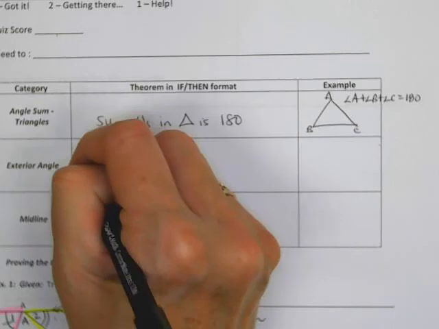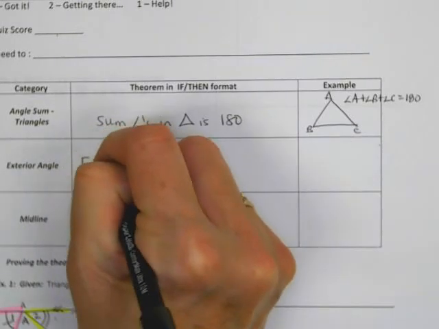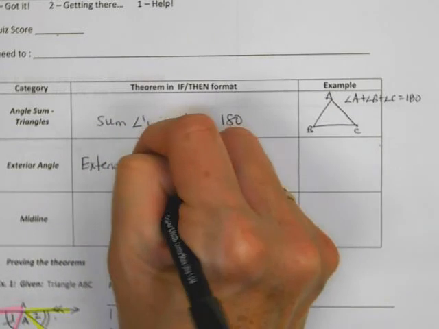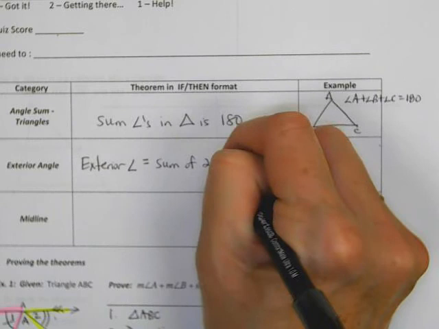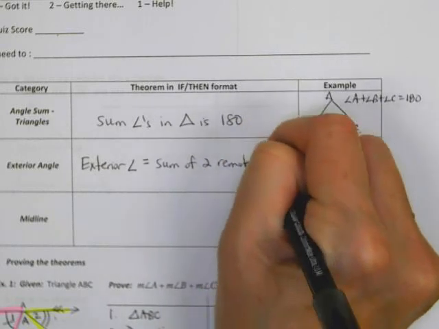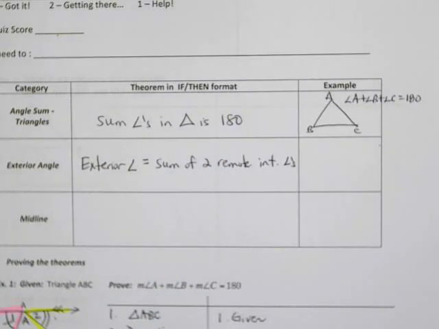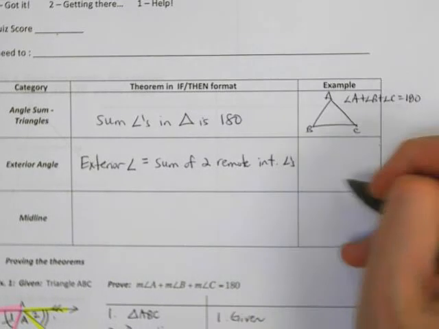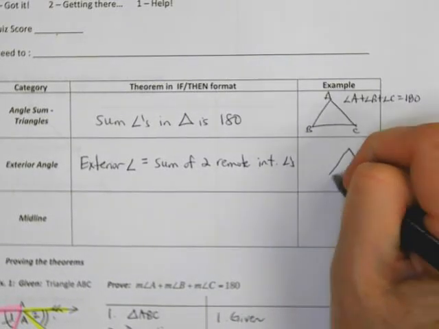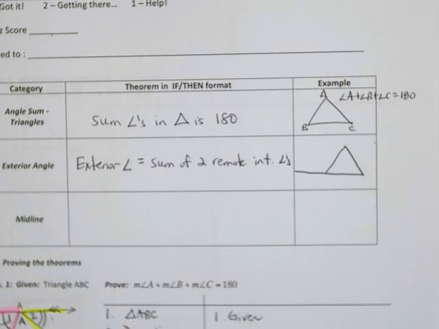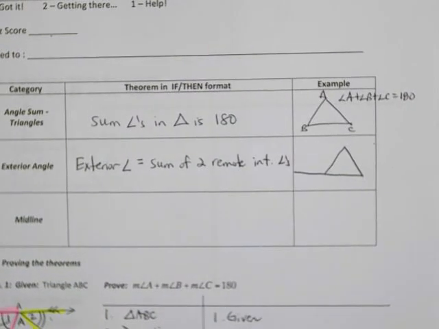Let's write this down first. An exterior angle equals the sum of the two remote interior angles. All right, so let's see what that means. I'm going to ask you to draw a triangle. Then I'm going to ask you to extend one of the sides out. We could actually have extended any side out.